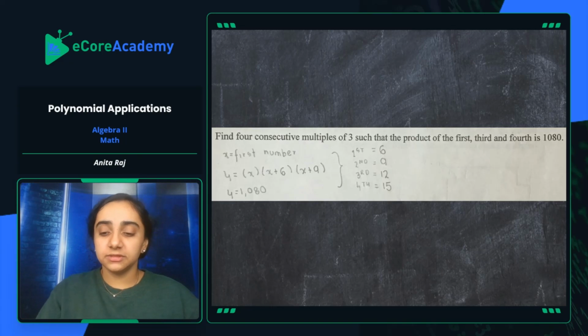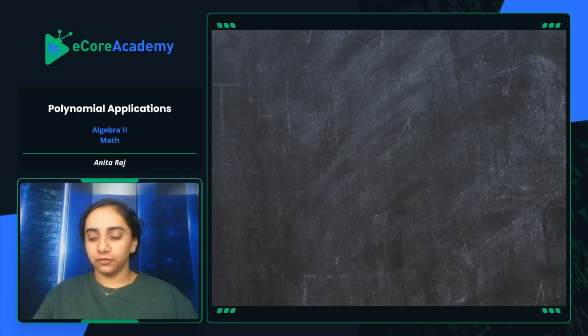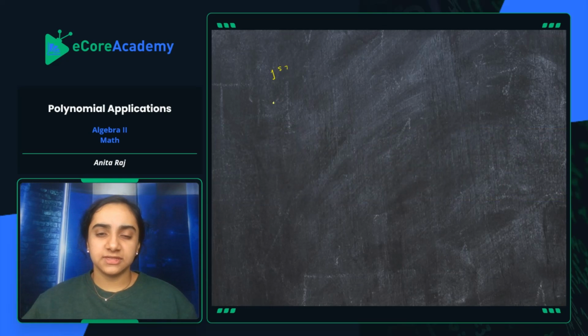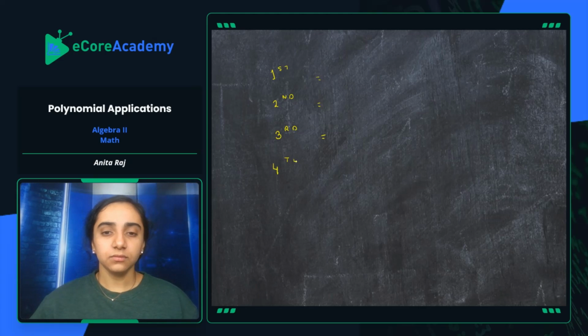So we're going to develop some equations based off of what we have here. And what we're going to do first, in this case, you have the first number, the first multiple, you have the second, which was not mentioned in the problem, but we cannot skip over it because it said consecutive multiples, so that means right after each other. And then we have the fourth.